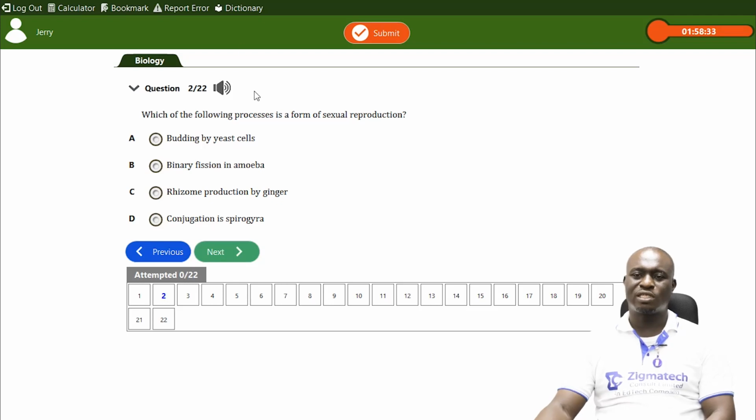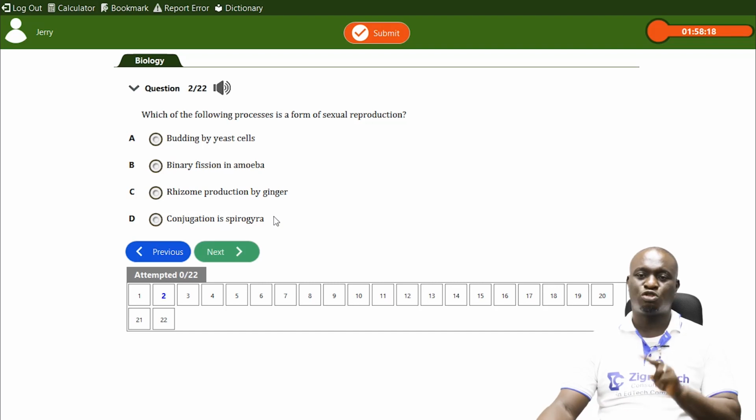Which of the following processes is a form of sexual reproduction? Remember, we just talked about sexual reproduction. Is it budding? Is it binary fission? Is it rhizome production by ginger? Or is it conjugation in Spirogyra? Remember, I told you there are two types of sexual reproduction. We have conjugation and fertilization. So the correct answer is conjugation.